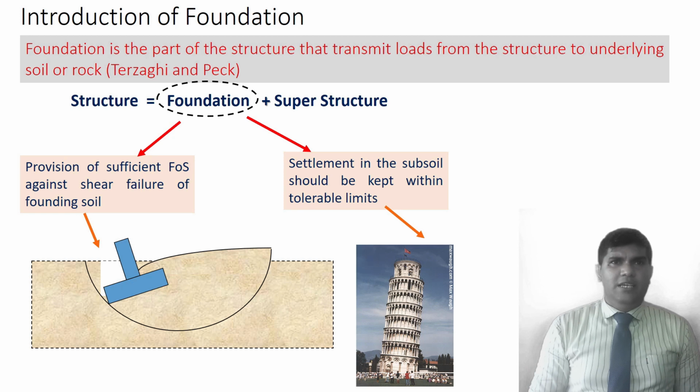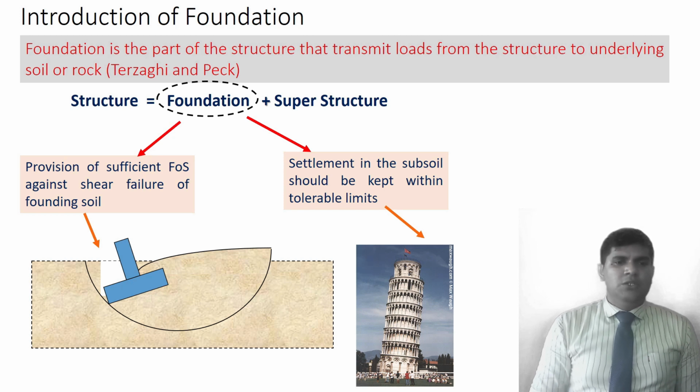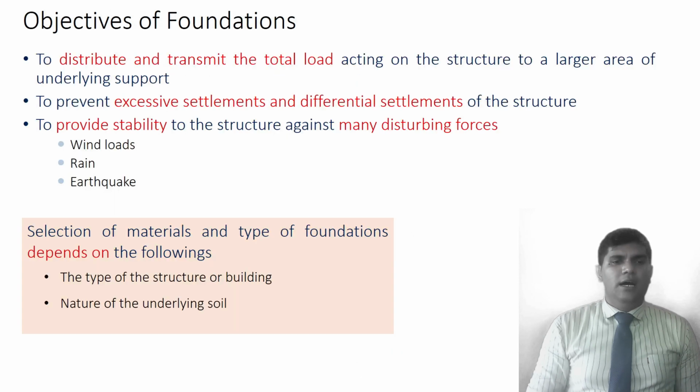Then if you consider a structure made up of foundation and superstructure, in the foundation design we are considering two aspects. One is shear, the other one is settlement. So we should provide an adequate factor of safety against shear failure in the foundation design. The other one is we have to consider the allowable settlement in the building construction or structures.